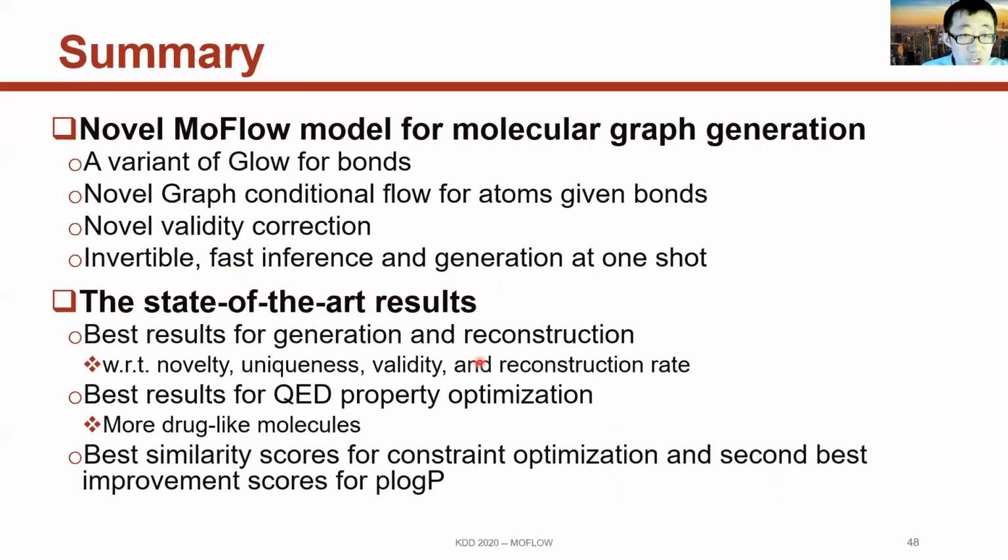Those are the results for generation and reconstruction with respect to novelty, uniqueness, validity, and reconstruction rate. Those are the results for QED property optimization. We can generate more drug-like molecules. Best similarity scores for constrained optimization and the second best improvement scores for penalized log P.